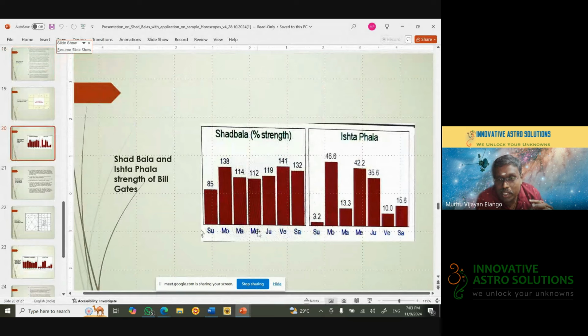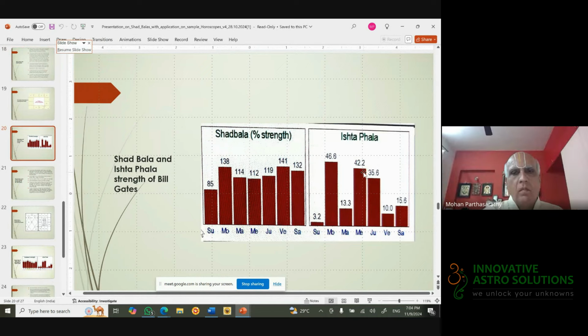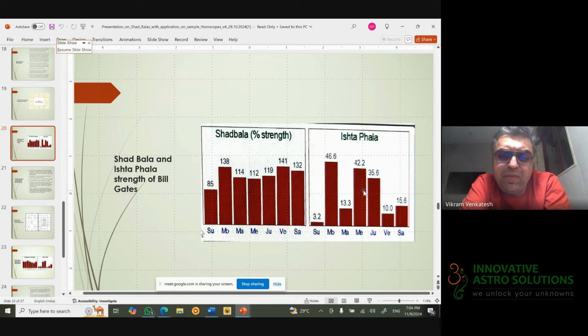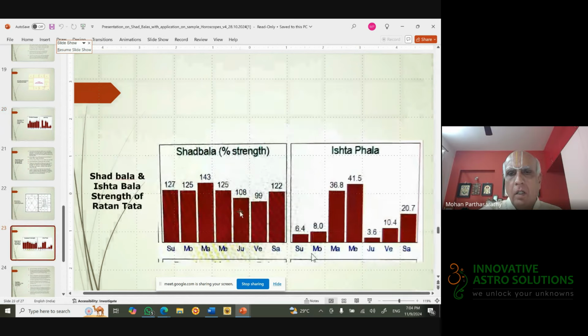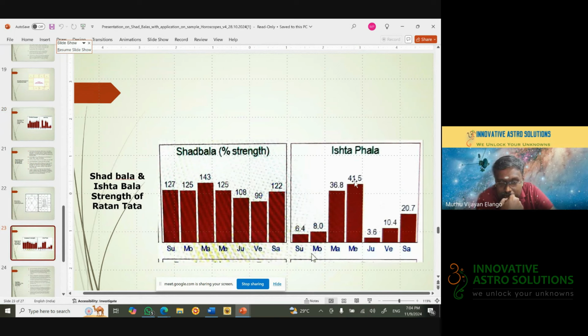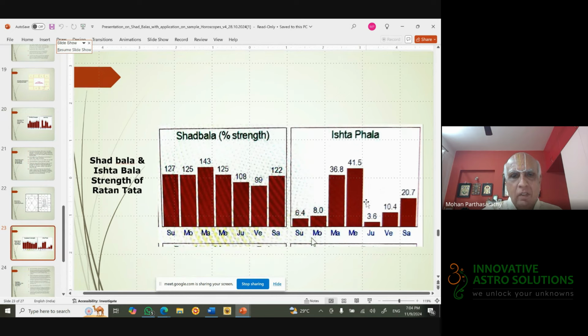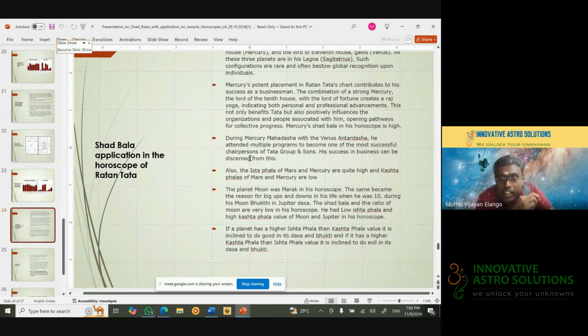Okay, for example, if the Ishtabala of Mercury is high, then during that Mercury dasha, or in fact in other dasha Mercury bhuktis, it can give favorable results. In his case, the Mercury bhukti would have been really favorable. Yes, Mercury bhukti as well as Mercury mahadasha. For example, Moon has the highest Ishtabala, then Mercury, then Jupiter. I think in Ratan Tata's horoscope, Mercury has the highest Ishtabala, and Venus has low Ishtabala. So here only the results came.